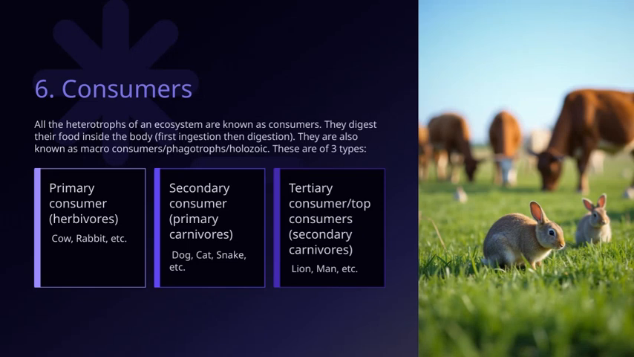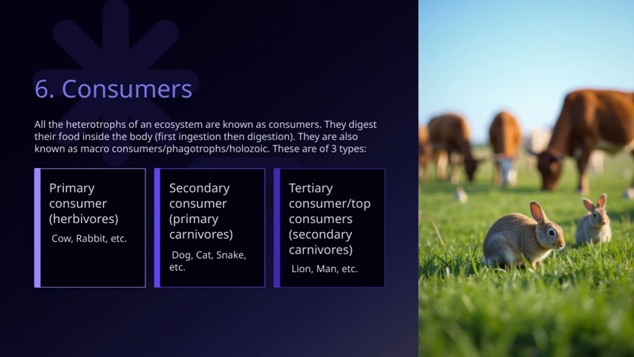So on this slide, we're looking at different types of consumers in an ecosystem. We start with the tertiary consumers, which are often called top consumers or apex predators. Think of animals like lions or man, which sit at the top of the food chain. These animals typically feed on secondary consumers, which are themselves carnivores or omnivores. Moving down, we see secondary consumers, such as dogs, cats, or snakes. These animals eat primary consumers and are considered primary carnivores or omnivores. They play an important role in maintaining the balance by controlling the populations of herbivores.